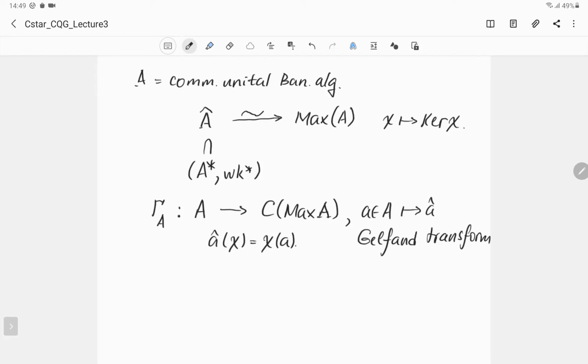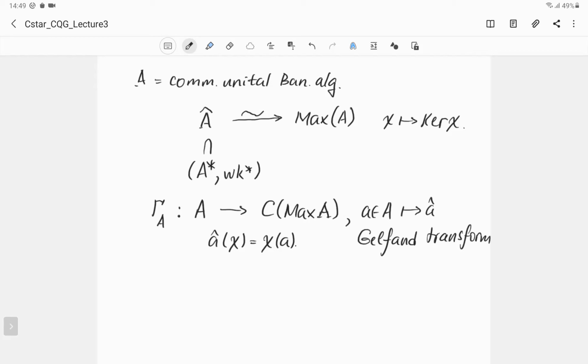Well, the Gelfand transform is a unital algebra homomorphism. It is bounded, and its norm is less than or equal to 1. Actually, it is exactly 1 because it is unital. It has some remarkable properties. In particular, it is spectrum preserving. And the kernel of this homomorphism is the so-called Jacobson radical, that is, the intersection of all maximal ideals of A.